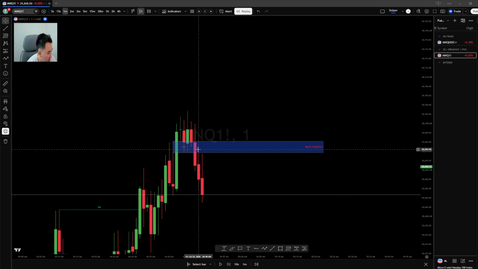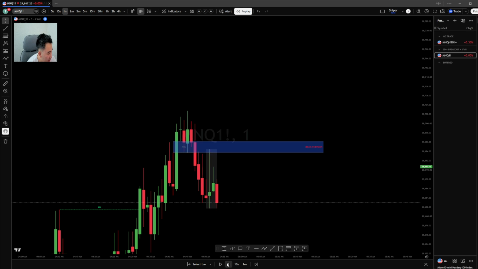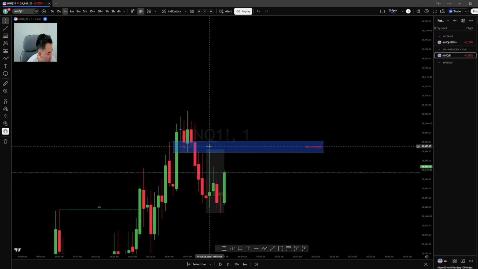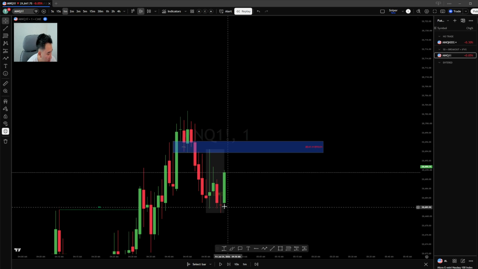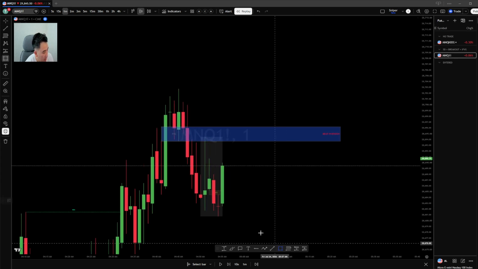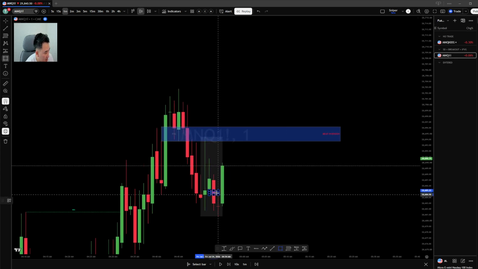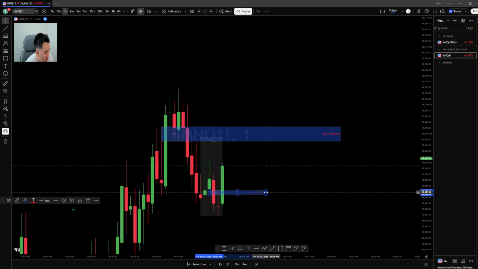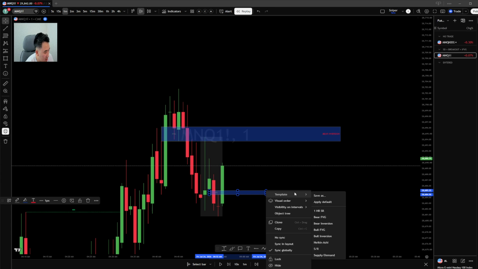So you see price tap this zone right here and then continue downwards. So same thing, even with this green candle, tapped and then continued downwards. And then you also have creation of other gaps here as well. Sometimes it's respected and sometimes not, whether it's an FVG or inverse FVG.